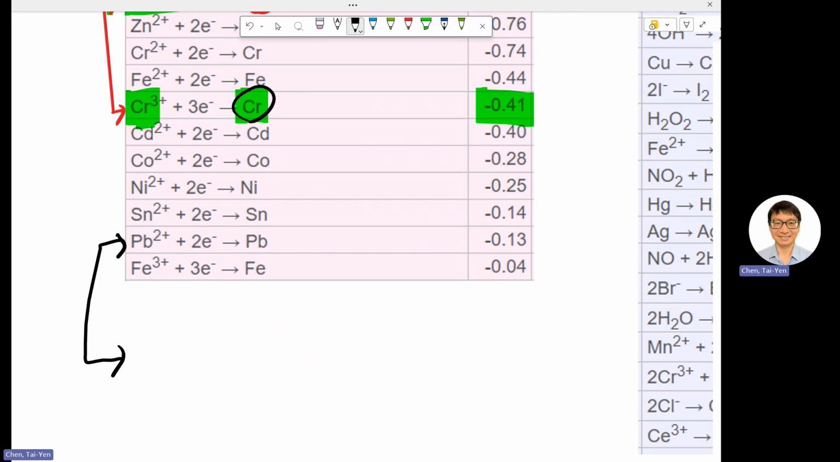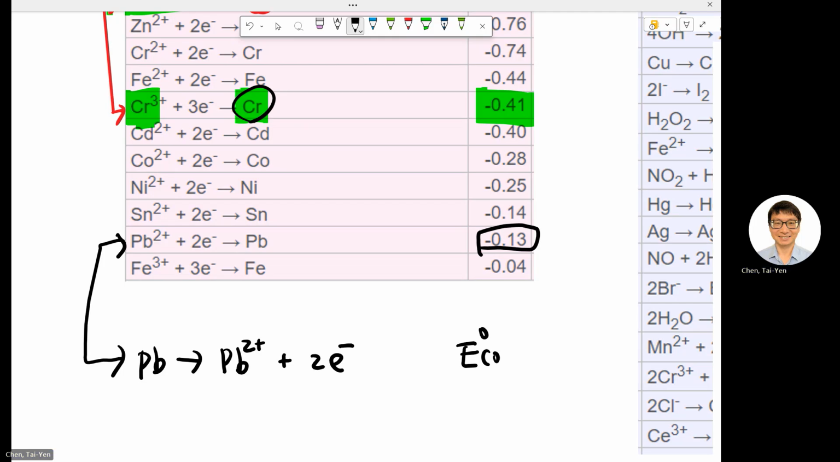Then you have a reduction potential of negative 0.13, right? But if today I want to figure out the oxidation potential, what you do is flip your reaction, right? Then you have your oxidation potential, and then the value will equal to.